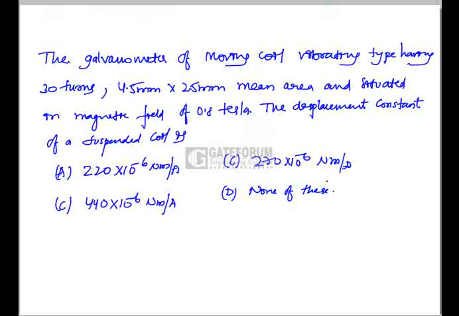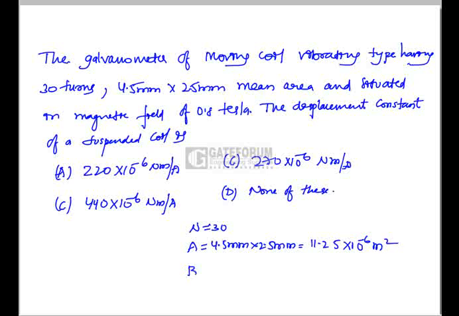In this question, he has given a galvanometer of moving coil vibrating type having 30 turns. So N is equal to 30. Okay, and 4.5 mm into 2.5 mm mean area. So area is equal to 4.5 mm into 2.5 mm, which is equal to 11.25 into 10 power minus 6 meter square, and situated in a magnetic field of 0.8 Tesla. So flux density is given as 0.8 Webers per meter square, or you can write it in Tesla.